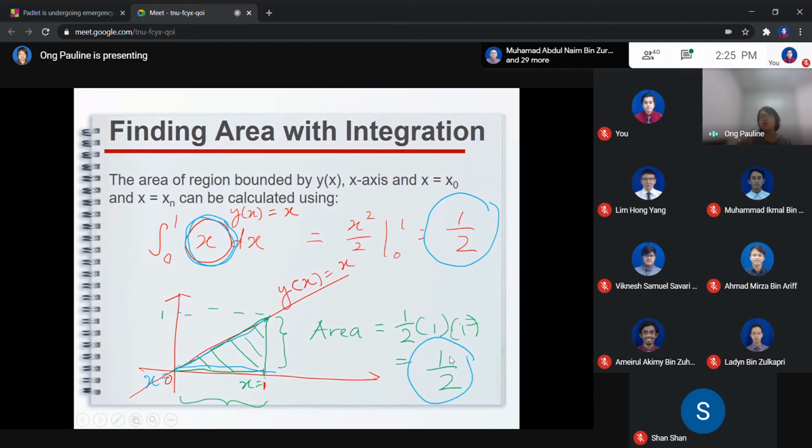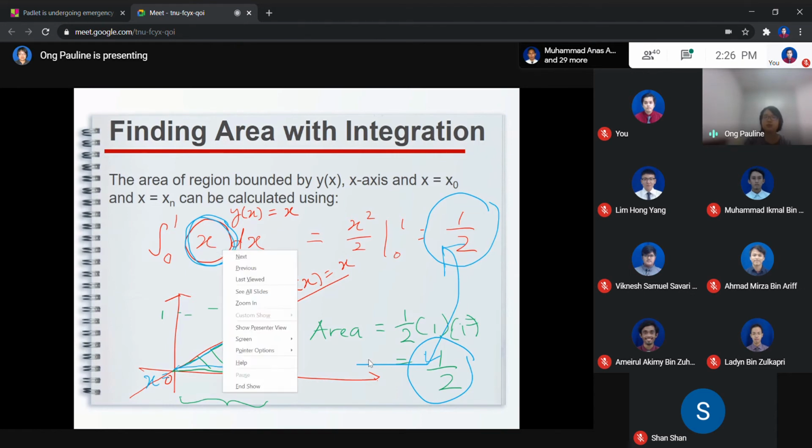In a general way, we will say that if we try to find the integration of a function between the lower bound and the upper bound, it is equivalent to finding the area of the region. I show this simple example for you to see what integration actually is. When you perform the integration, you are actually trying to find the area of the region. Let us put it in a general way.